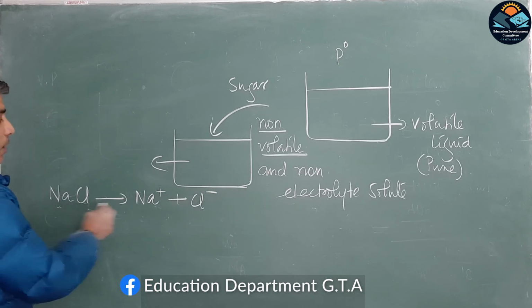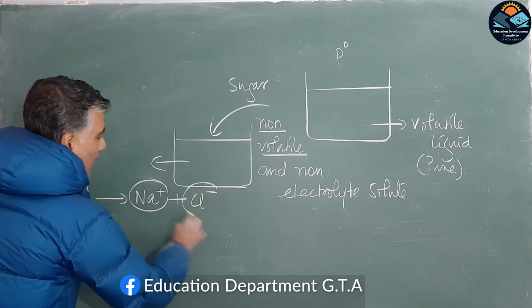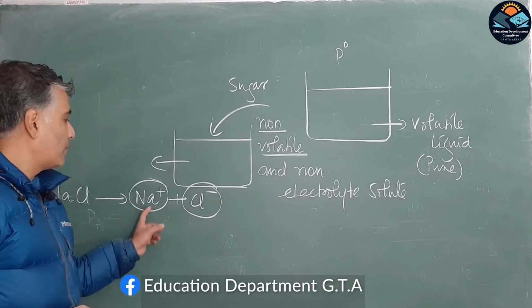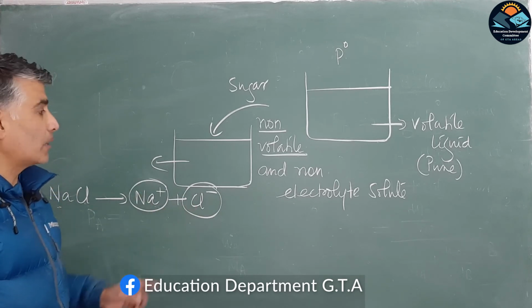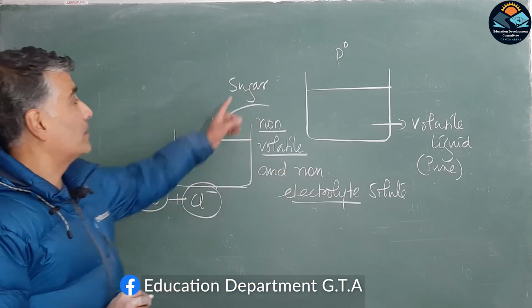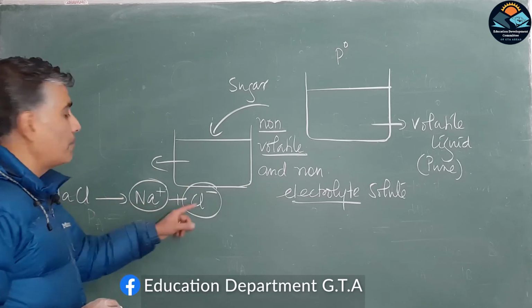When salts dissolve in water, what happens? The ions will separate. One of them forms a positive ion, another forms a negative ion. Any substance which dissolves and forms ions like this, positive and negative, is called an electrolyte. But whatever solute I have added here is a non-electrolyte. That means it's not going to split like this. It's not going to form ions.